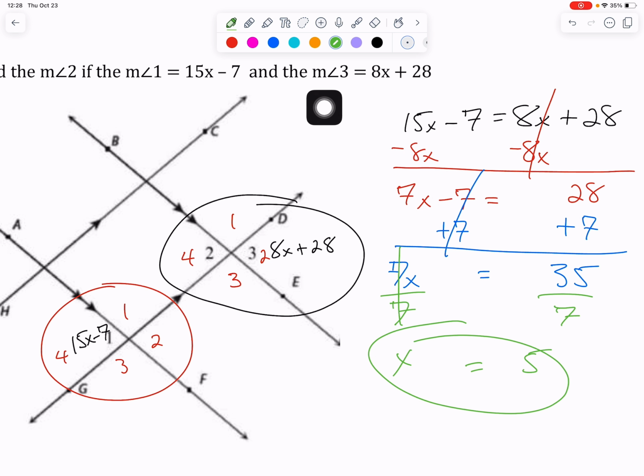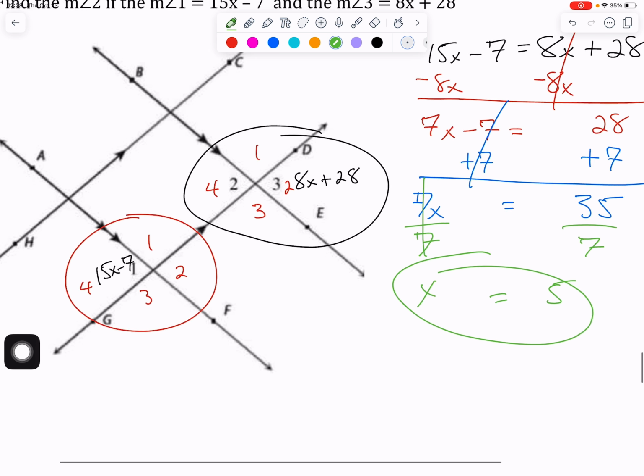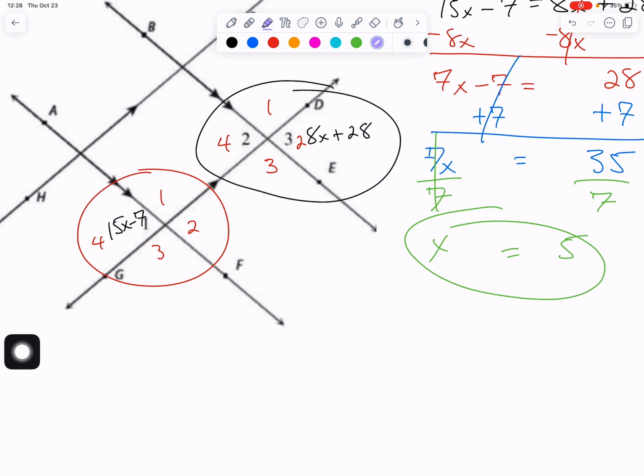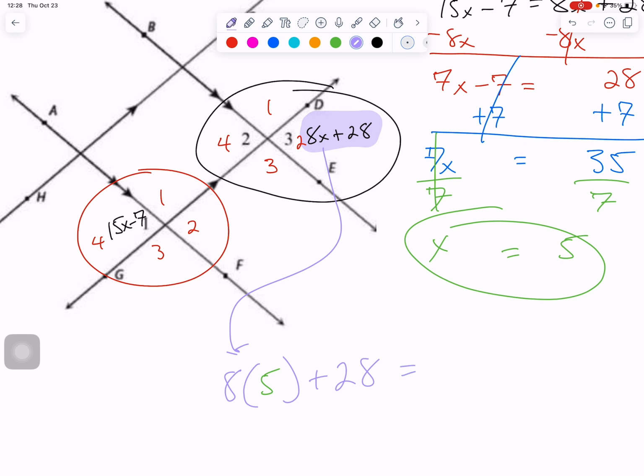But we need to find the measurement of angle 3. Well, we know we can plug into either of these because they're all equal. Let's go ahead and plug into this biscuit right here. And we will do 8. We will open. We will put in our 5. We will close and write plus 28 equals 68.